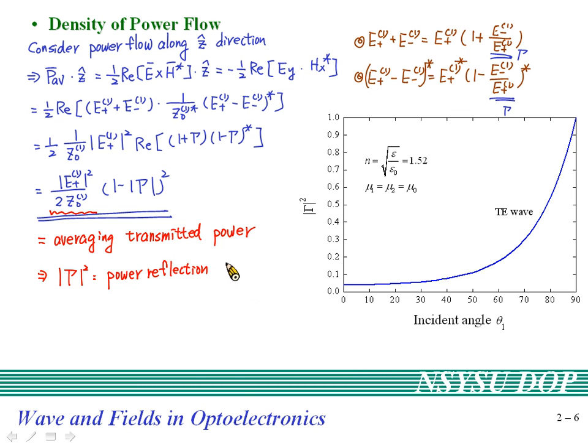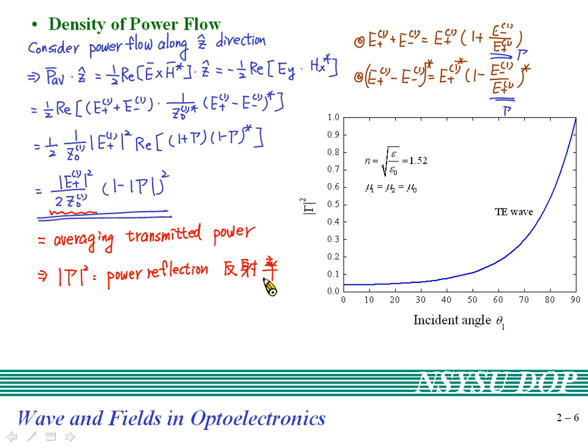Remember that gamma is the reflection coefficient, but the square of the absolute value of gamma means the power reflection. They are different, okay?